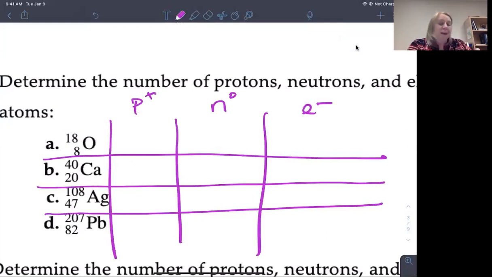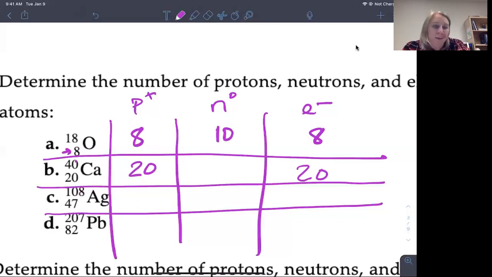Okay, my 8 right there is telling me that I have 8 protons, and it's also telling me I have 8 electrons. So now you just subtract the 18 minus 8, and you get 10 neutrons. It's really nice and easy. Calcium, 20, 20. That's my atomic number. Now my mass number, 40, minus my atomic number is 20.